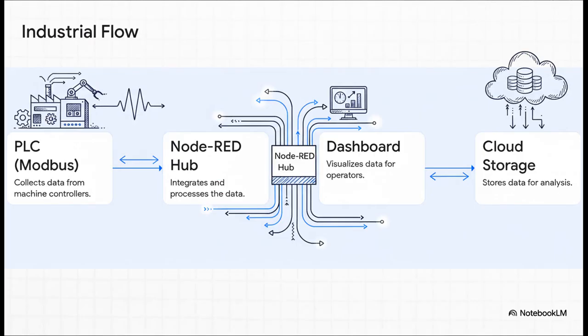So let me paint you a picture of a classic industrial setup. You've got a PLC controlling some machine. Node-RED comes in and acts like the central traffic cop. It pulls data from the PLC, sends a copy over to a live dashboard so people can see what's happening, and also pushes that same data to the cloud for storage. Node-RED is the glue that holds it all together.